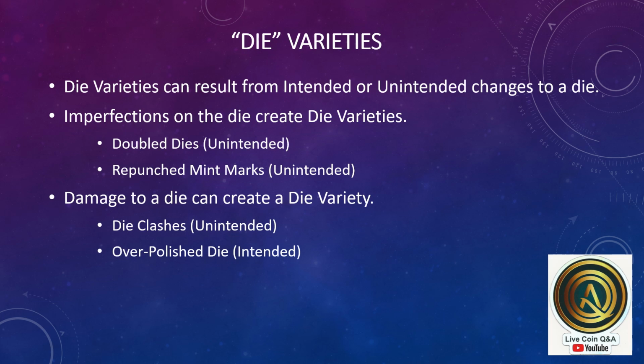Die varieties. Die varieties can result from intended or unintended changes to a die. Imperfections on the die create die varieties, such as doubled dies and repunched mint marks, both being unintended changes to the die. Damage to a die can create a die variety, such as die clashes, which are not intended, and overpolished dies, which is a tooling of the die and it is intended to repair the die.